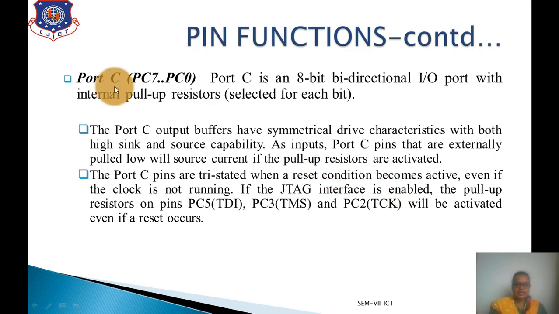Now port C is particularly used for the JTAG interface. If external peripherals are connected to this port C, for example for the serial peripheral interface SPI bus, the JTAG interface should be enabled. So whenever we need to work on the SPI interface, we need to work on port C.